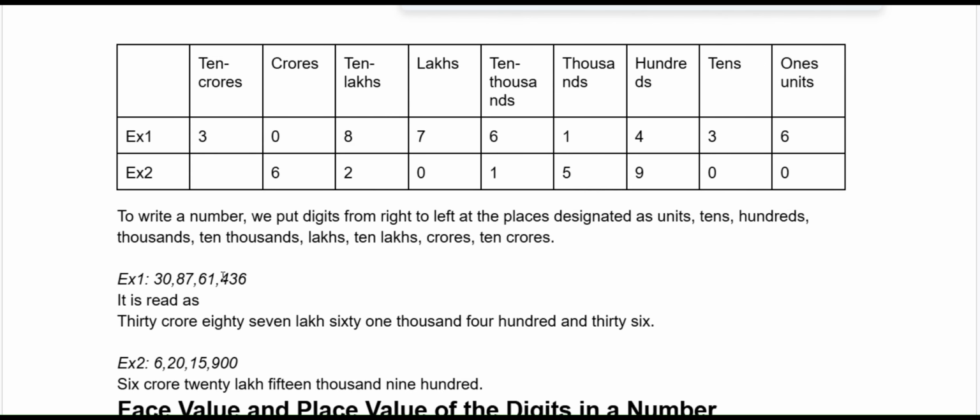You can see in this example, the number is 30 crore 87 lakh 61,436. Similarly, the second example, where you can see ones, tens, hundreds, thousands, 10,000, lakh, 10 lakh, crore, is 6 crores 20 lakhs 15,900.